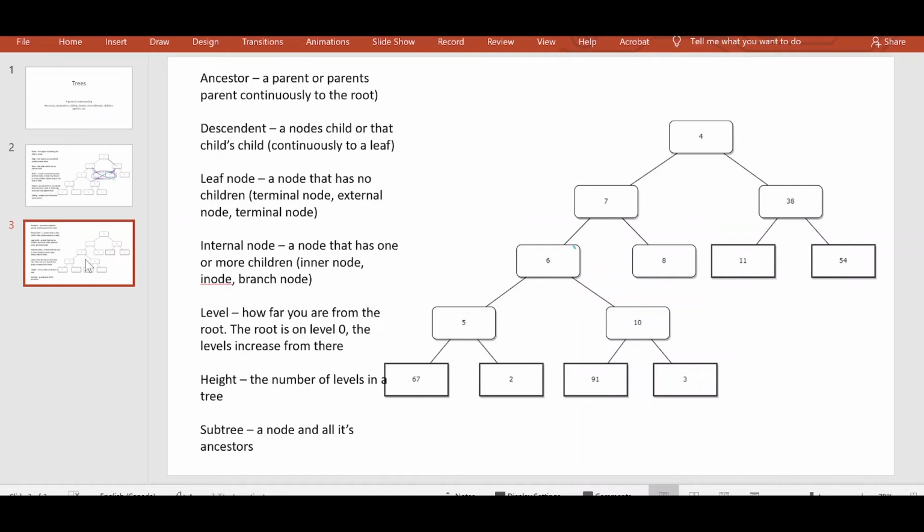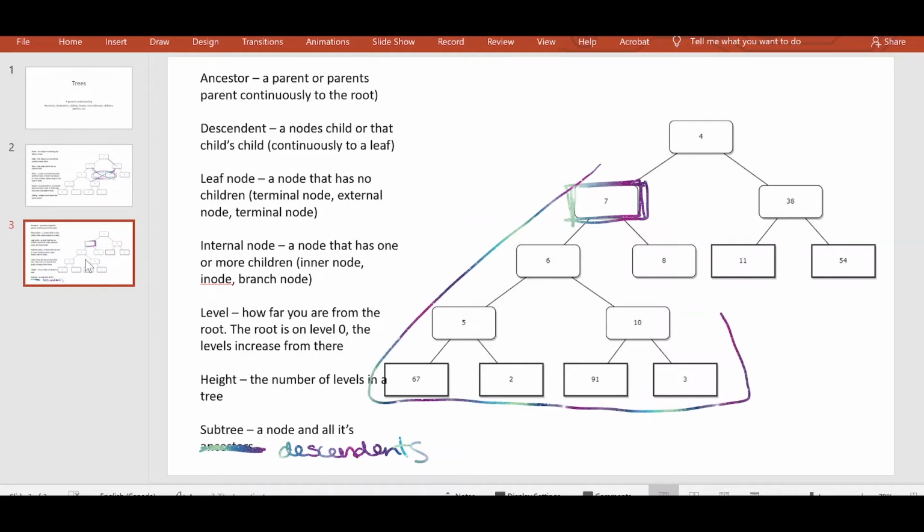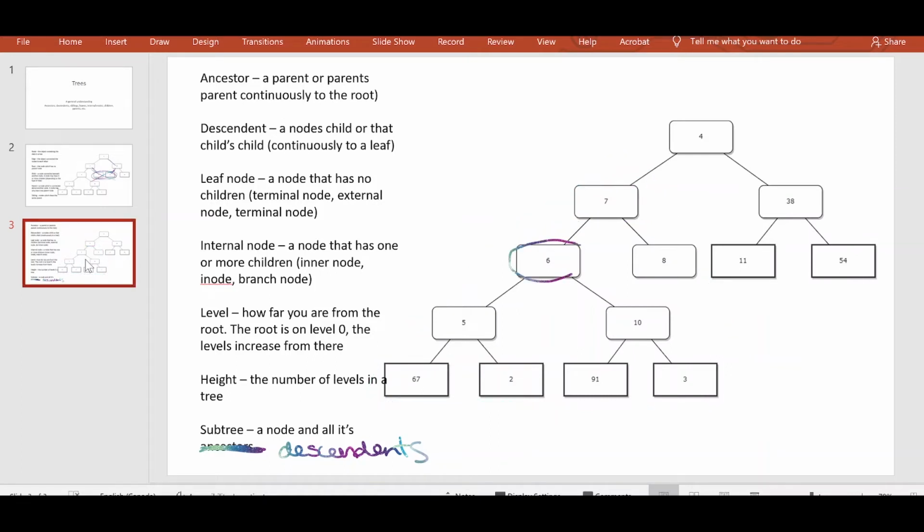Now that brings us to subtrees. A subtree is just a node and all of its descendants. So if we took 7 and all of its descendants, that would be everything here. That would create a subtree rooted at 7. If we wanted 6 and all of its descendants, that would create this tree right here. That would create a subtree rooted at 6. We could take 10 and its descendants. That would create a subtree rooted at 10. So that is ancestors, descendants, and subtrees.